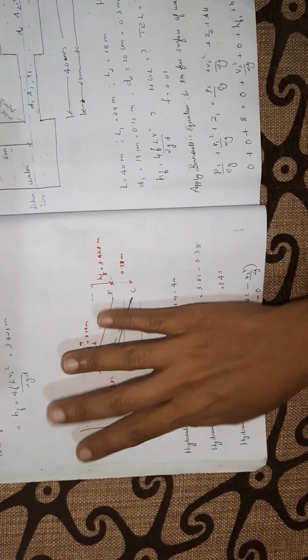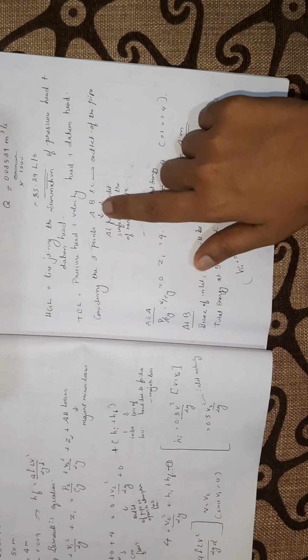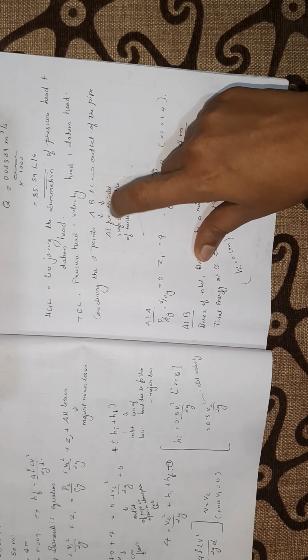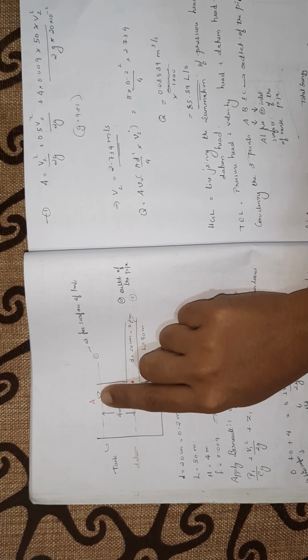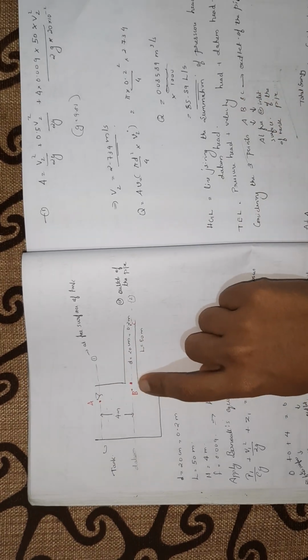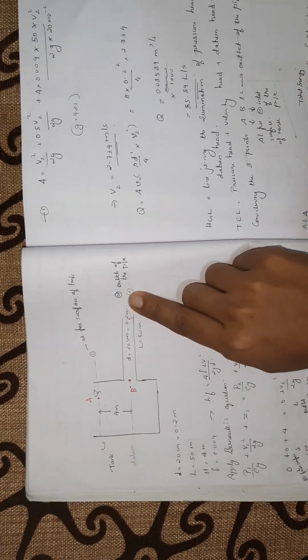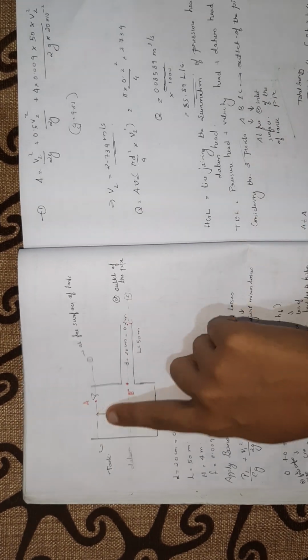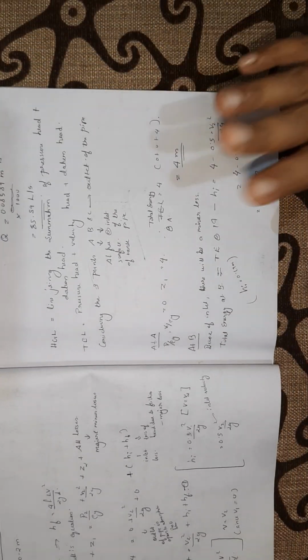So this is our figure. We should draw the figure again. And what should we do? We have to consider at least 3 points. Okay, considering 3 points: A is the free surface of the tank, B at the inlet of the pipe at this point, and C, that is at the outlet of the pipe. Okay, now we have to consider 3 points like this. Now what to do? We have to compute hydraulic gradient and total energy line.